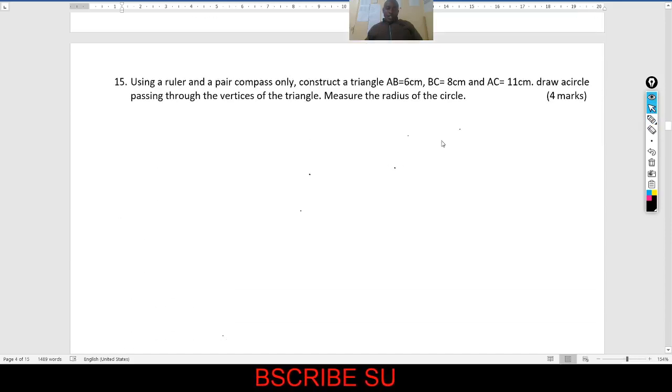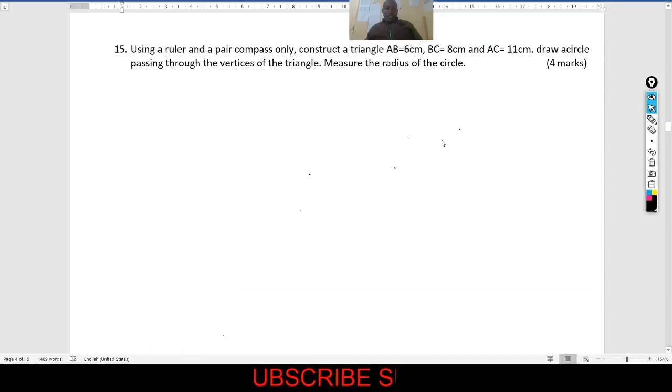Number 15. It is a construction, using a ruler and a pair of compasses only. This question can also come in section B, where you are asked to construct but without using a protractor. You just use a ruler and a pair of compasses. You construct some angles given there, like 75, such angles, you construct them.